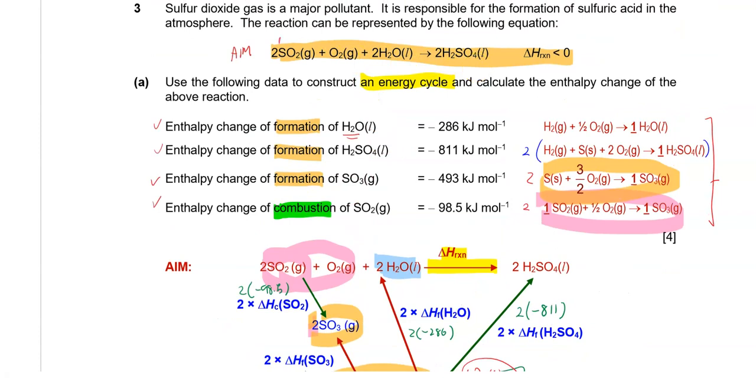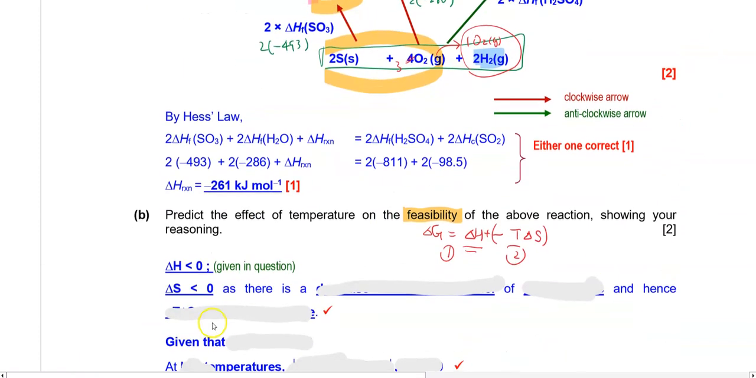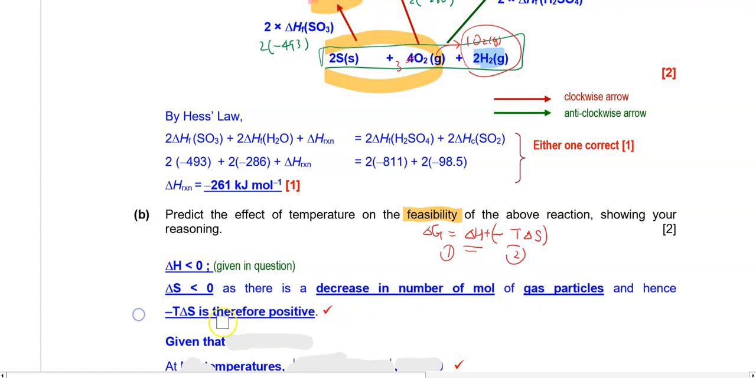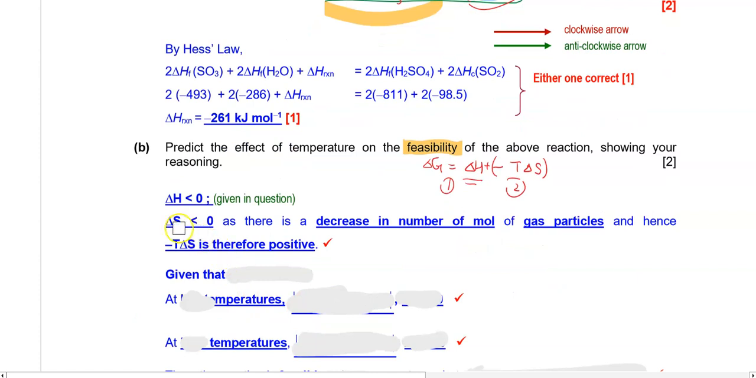Why? Because you have 3 moles of gas to 0 moles of gas. So it's going to be exothermic. It's going to be a decrease in entropy because there's a decrease in the number of moles of gaseous particles, and therefore negative T delta S is positive. So delta S is negative, and negative multiplied by a negative number gives you a positive value.